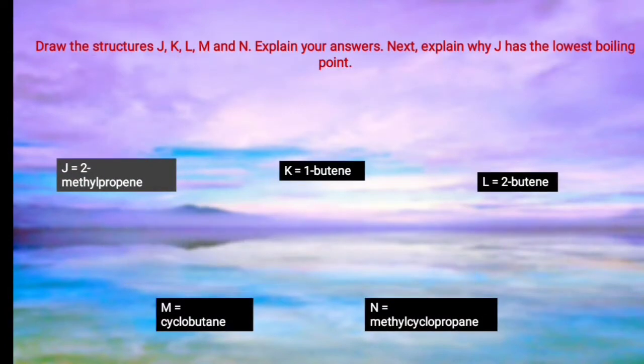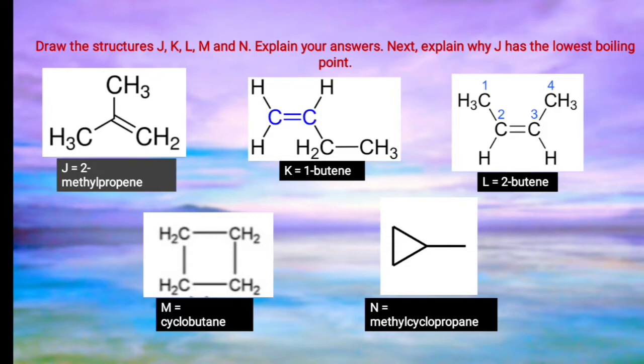For the first question, the question asks to draw the structures J, K, L, M and N and explain my answer. So, J is 2-methylpropene, K is 1-butene, L is 2-butene, M is cyclobutane, and N is methylcyclopropane. The question also asks me to explain my answer and explain why J has the lowest boiling point.